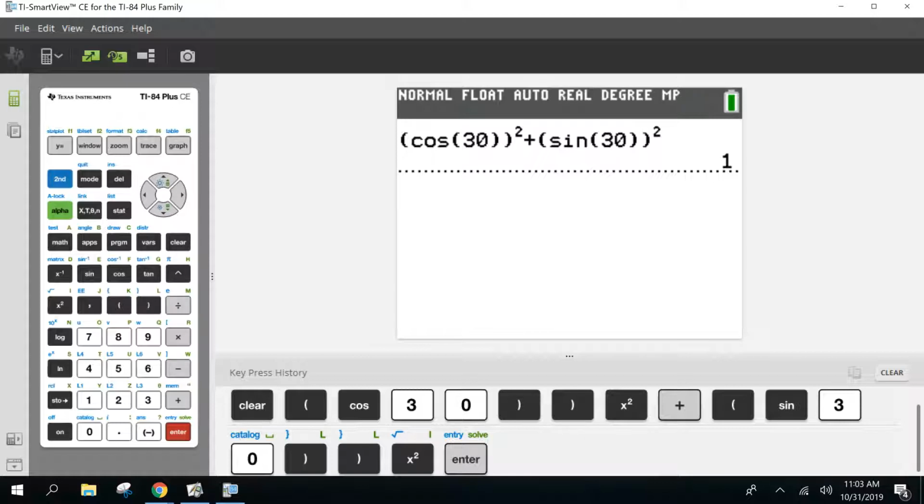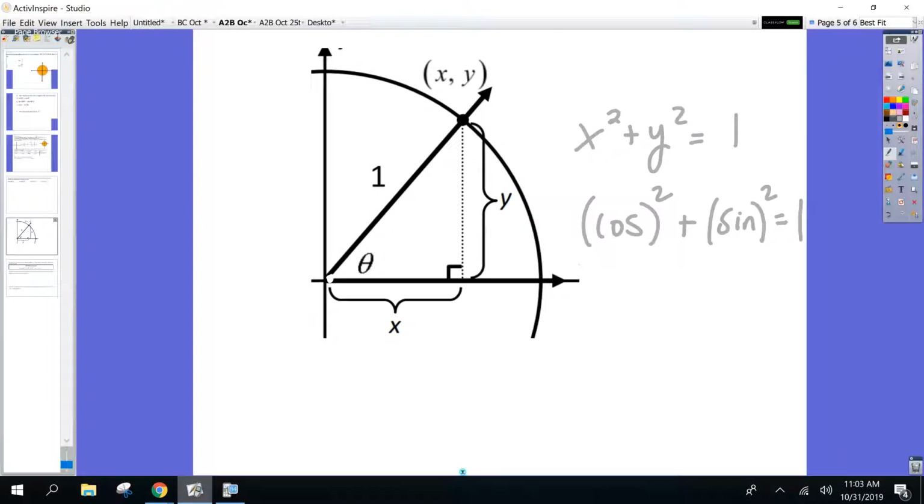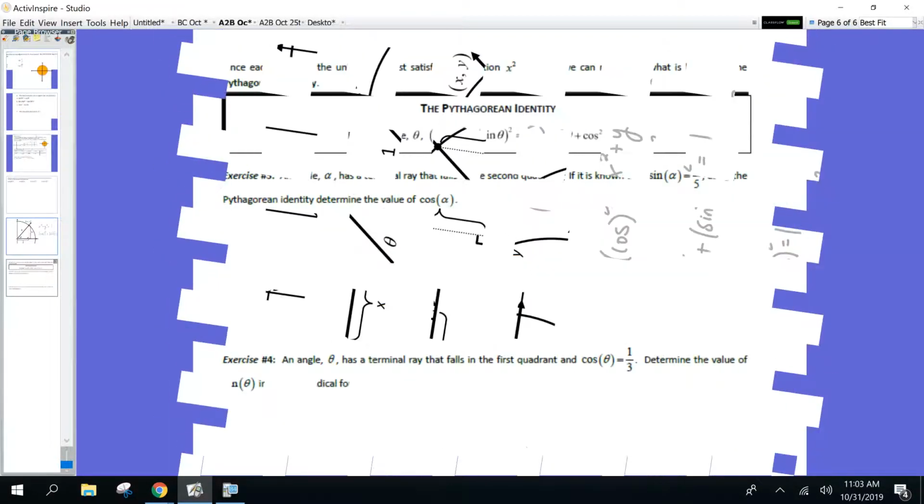The cosine squared and the sine squared of an angle always equal 1. That's called the Pythagorean identity, and we're going to use it right now, on the next page.